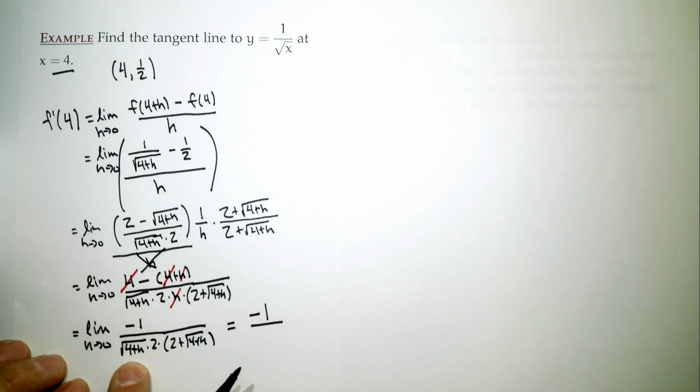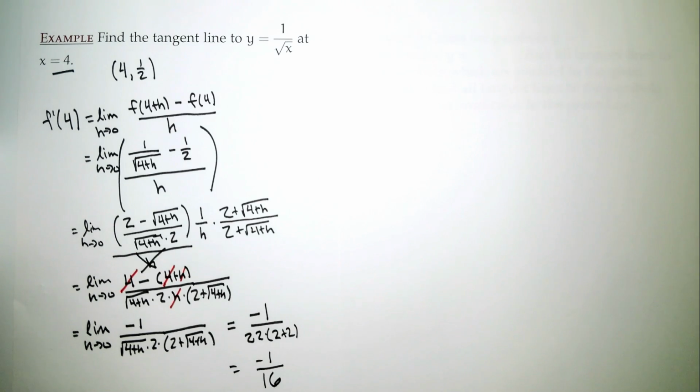Square root of 4, 2. Square root of 4, still 2. All right. So you get 2 times 2 times 2 plus 2, which gives us a grand total of 16. So minus 1 over 16. So that's our slope. So we're not done because, again, this was a find the tangent line question.